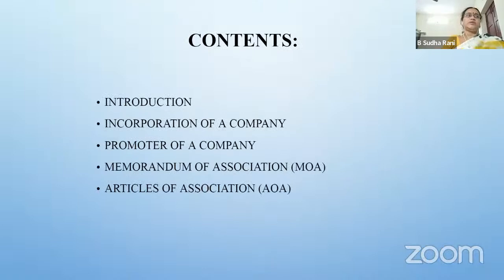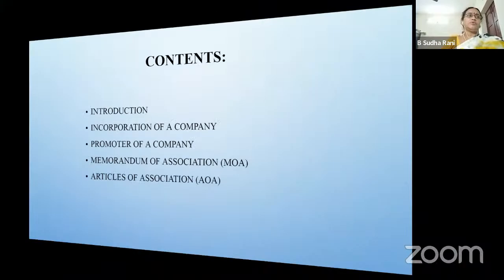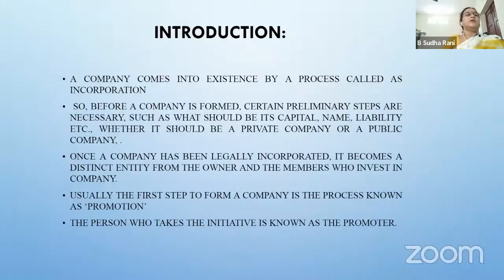So first, we learn about the introduction and about incorporation, promoter, memorandum, and the articles of association. We discussed that a company is an artificial person, right? It's an artificial person which acts on behalf of the owner as a separate legal body. So how does it get that separate legal existence? With the registration. The registration of a company we call incorporation.